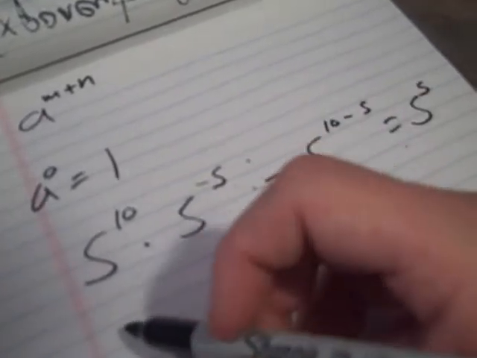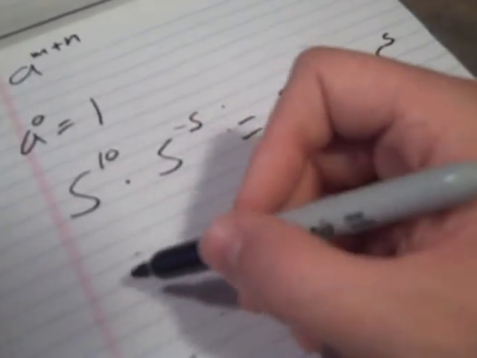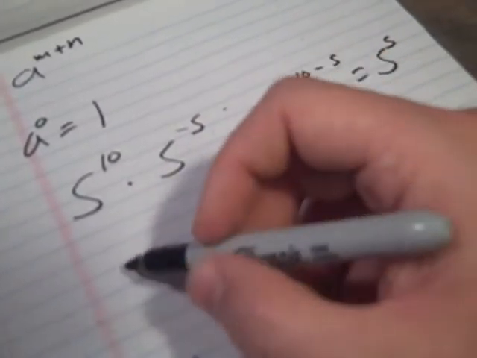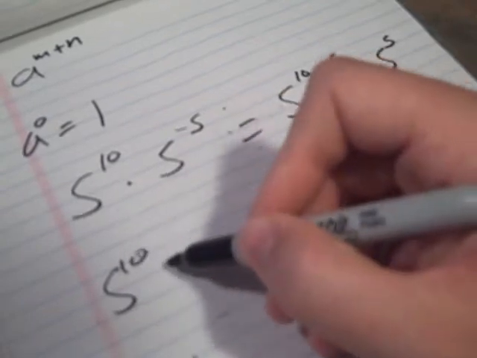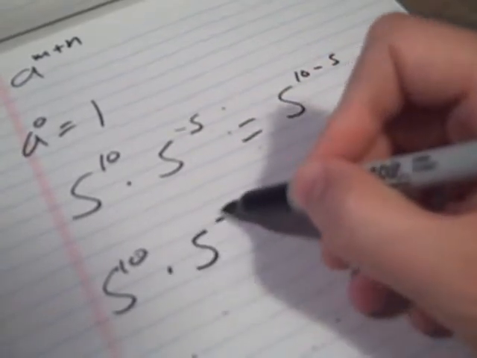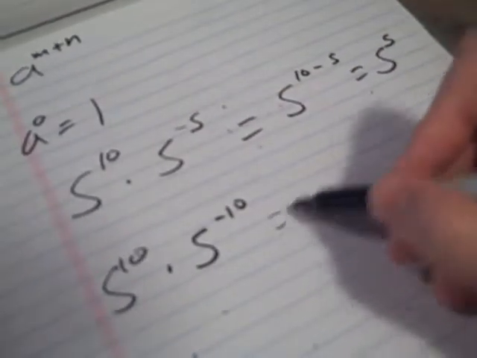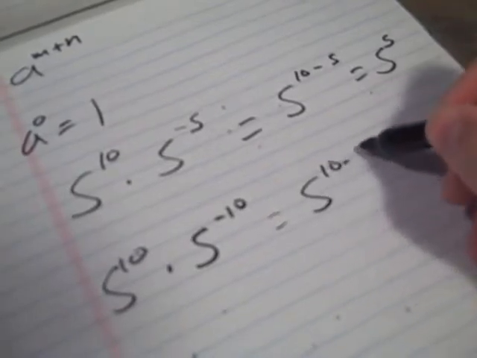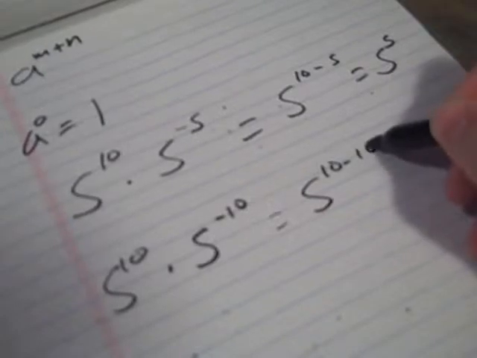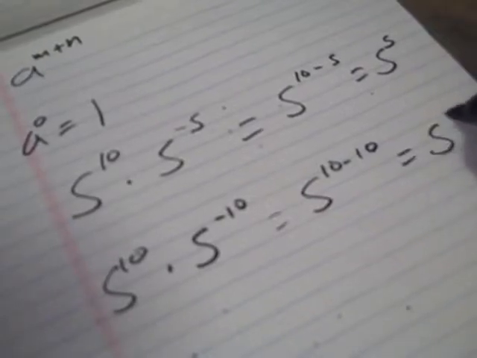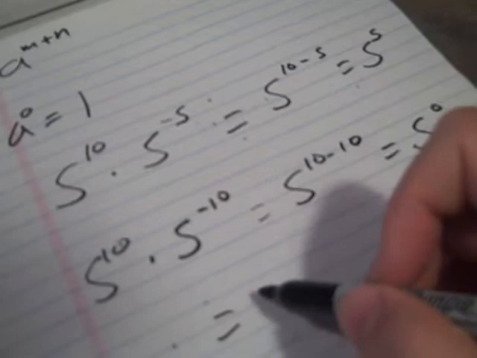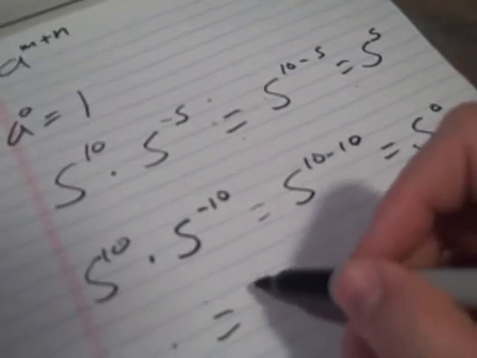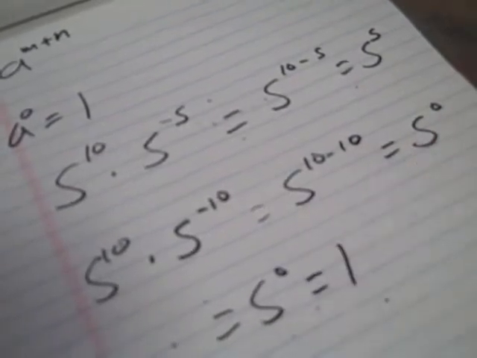Or what if we did 5 to the 10th times 5 to the negative 10th, that equals 5 to the 10 minus 10, which equals 5 to the 0. So that equals, well, right here, 5 to the 0 equals 1. Right?